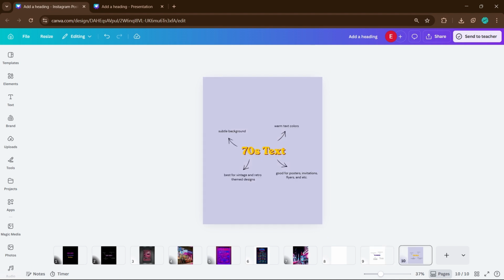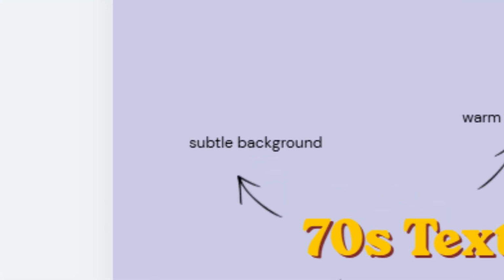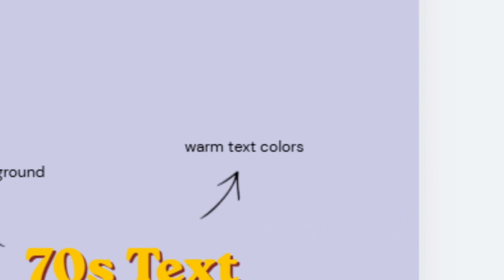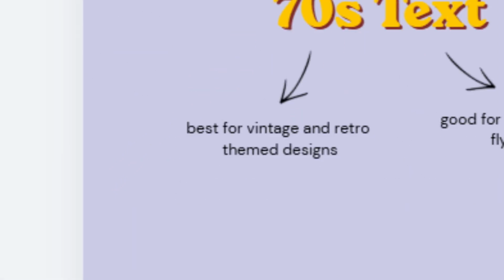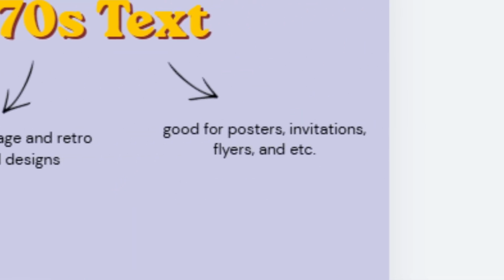Finally, we have the 70s text effect. This style focuses on a retro and vintage aesthetic, so it works best with subtle backgrounds and warm text colors like orange, yellow, or brown. Because of its nostalgic style, it's perfect for vintage themed designs, and it works well in posters, invitations, and flyers.